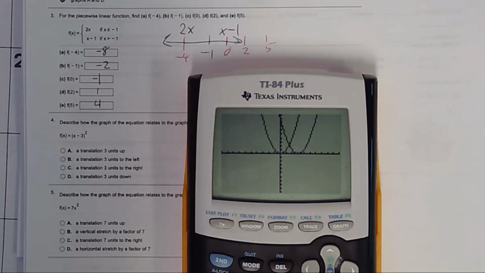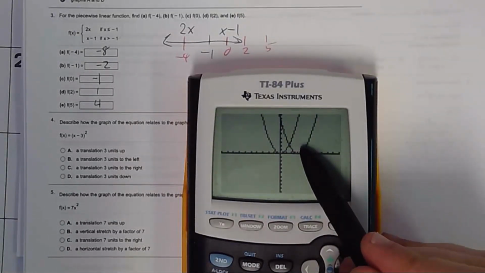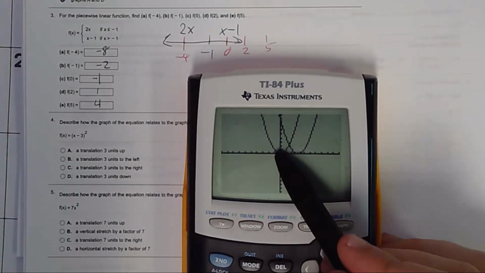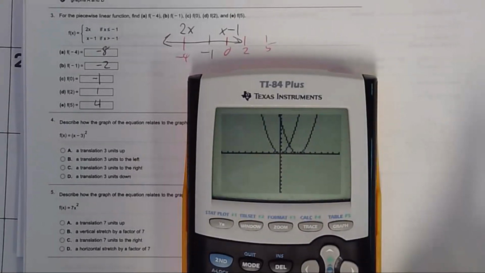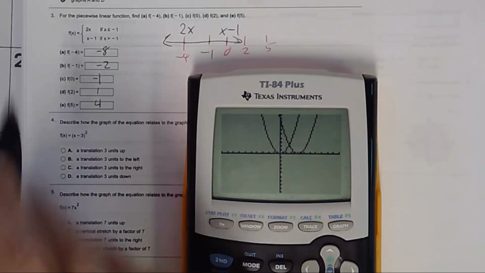Well, it's the exact same. This graph on the right is exactly the same as this graph on the left, with the exception that everything has been bumped over to the right by 3 units. And we can very, very clearly see that that's a translation 3 units to the right.